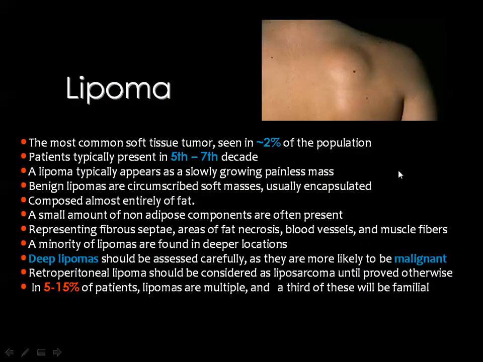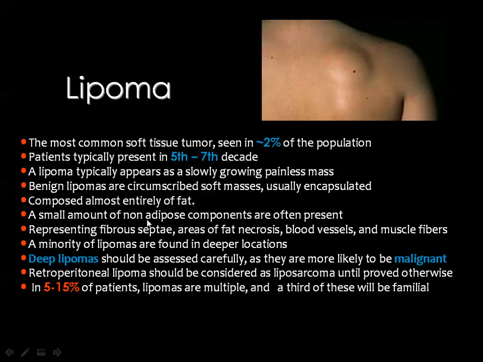Starting with lipoma, which is the most common soft tissue tumor, seen in about 2% of the population. It is usually seen in the 5th to the 7th decade of life. And lipoma is a very easy diagnosis, both clinically and by imaging. This is a slowly growing lesion, which is usually painless, and the lipoma is a well circumscribed soft tissue mass, usually encapsulated, composed entirely of fat.